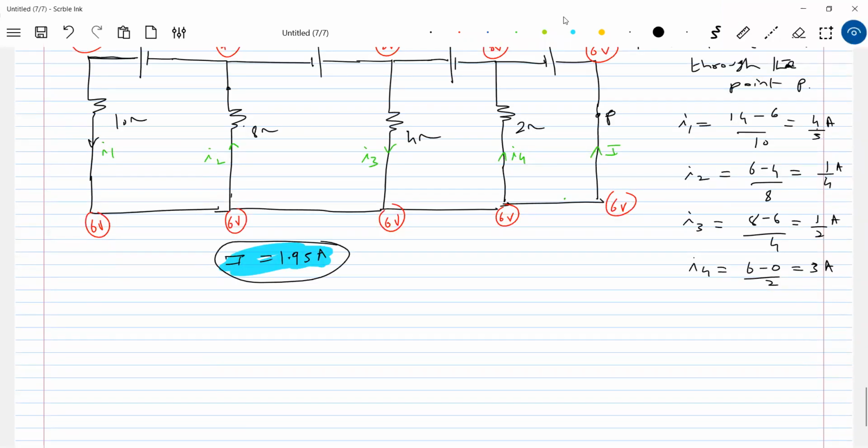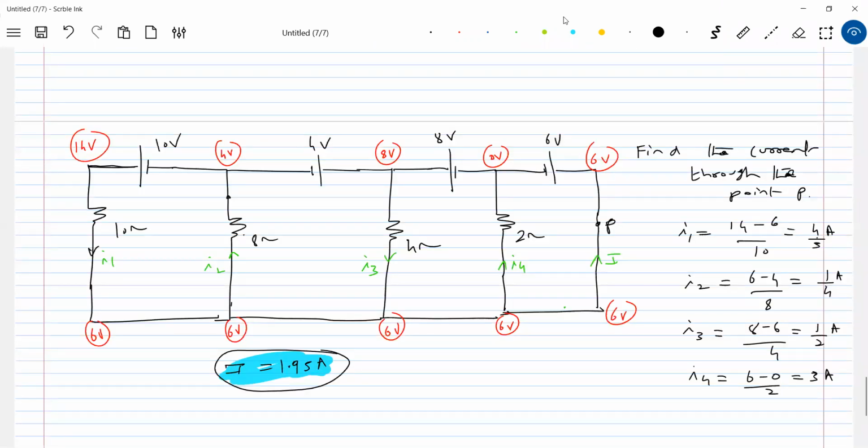Sir, capital I should be in the downward direction, no, sir? If you get negative, okay, fine. Yes, got it, sir. It is in the downward direction, negative. Then change direction afterwards.